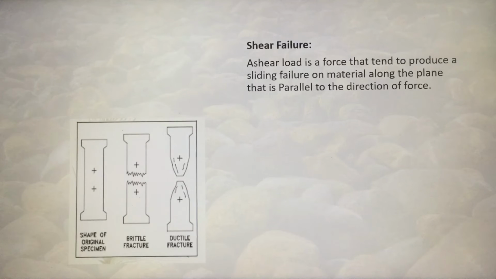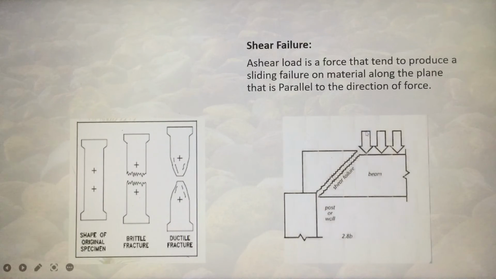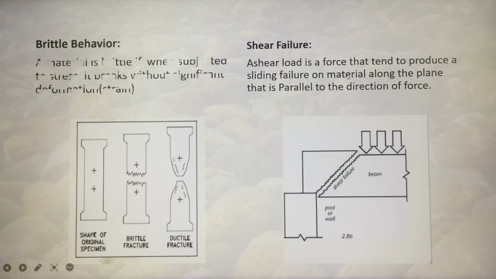Shape of original fracture, then that ductile fracture. So that is a brittle behavior. So brittle behavior, a material is brittle if, when subjected to stress, it breaks without significant deformation or strain.